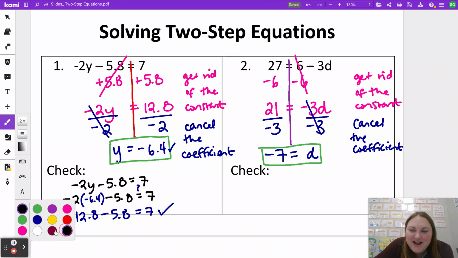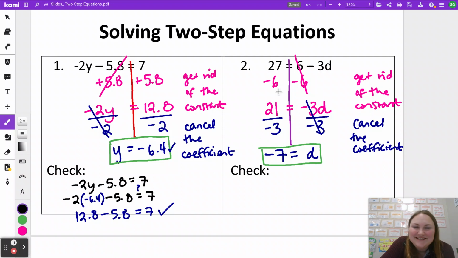We can always check by doing substitution. Take your equation, 27 equals 6 minus 3D, and substitute.